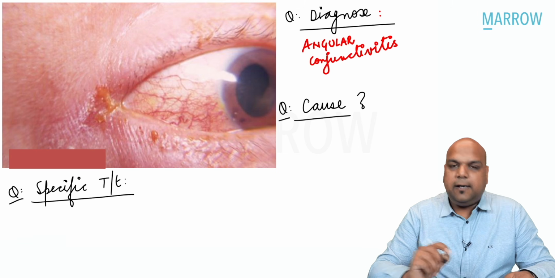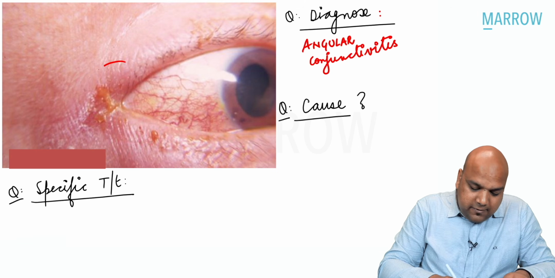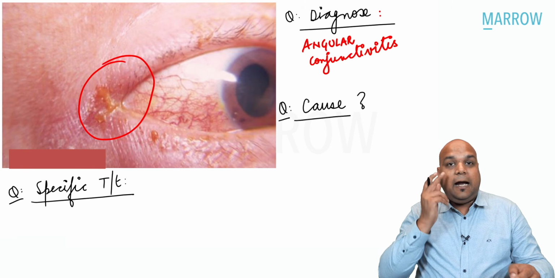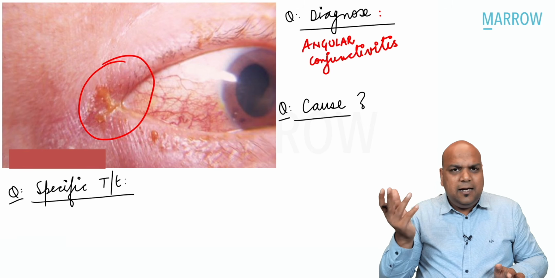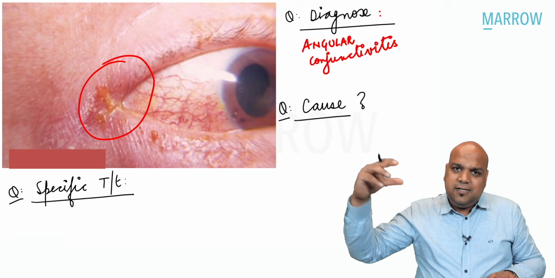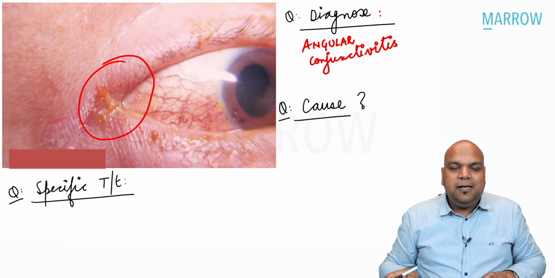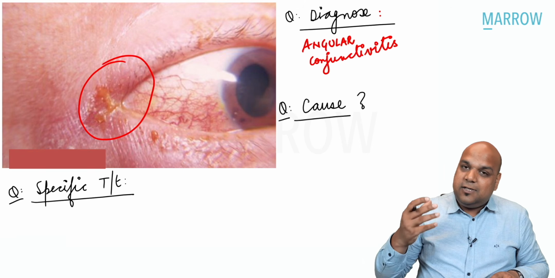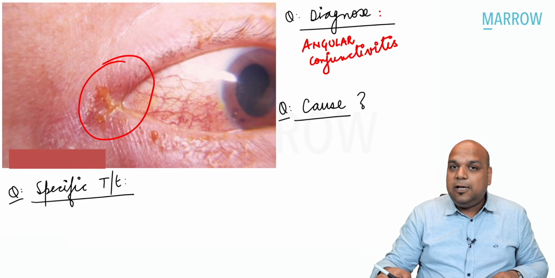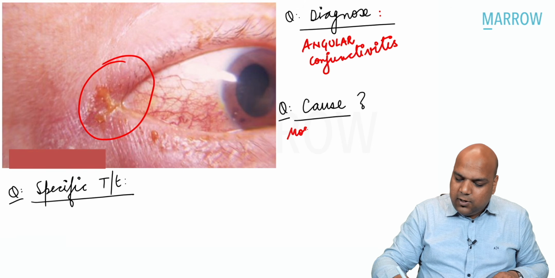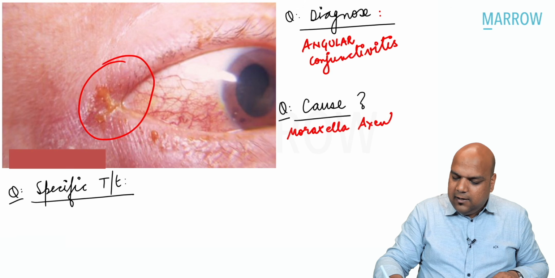Angular conjunctivitis. Why is it angular conjunctivitis? All the problem you can see is here at the lateral canthus. It is not an angle, but it is called angular conjunctivitis because anatomically it is making an angle. Now, what is the cause? What is the specific bacteria for angular conjunctivitis? Yes, it is Moraxella, Moraxella Axenfeld.